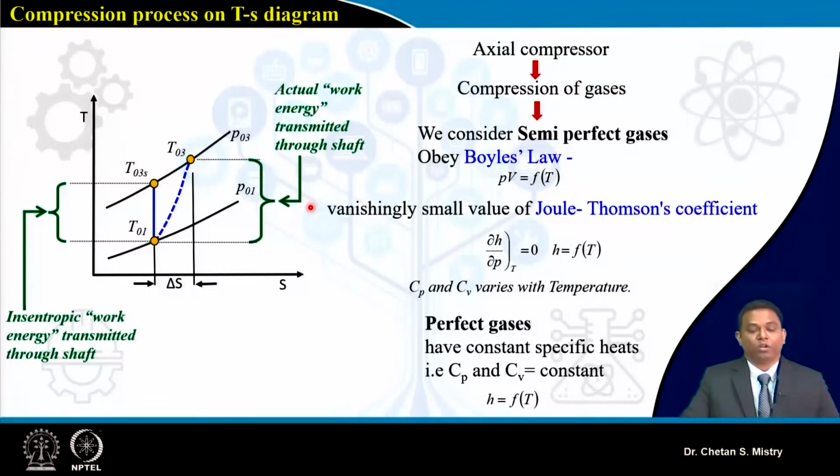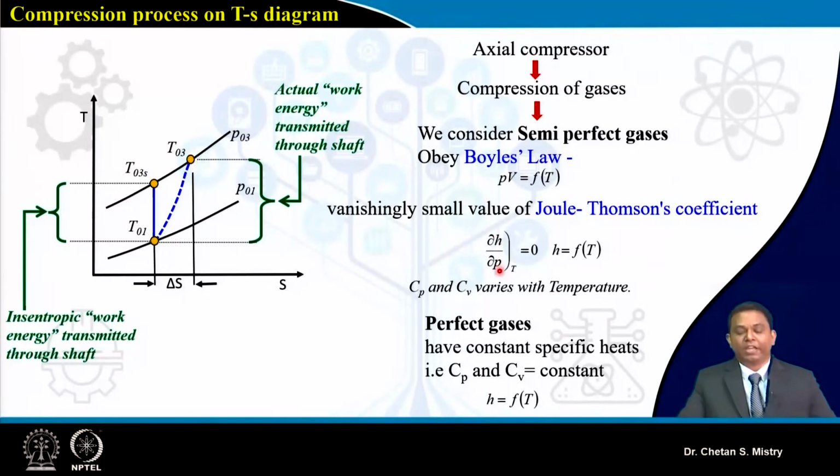Now this is the representation, as we have discussed, of the compression process happening in my axial flow compressor. This axial flow compressor is mainly used for compressing gas. Now when we say air, we are considering it as our working fluid, and we can take that as a semi-perfect gas. When I say it's a semi-perfect gas, it will follow Boyle's law, that means PV, the product of pressure and volume, is a function of temperature. At the same time you will be having a vanishingly small Joule-Thomson coefficient.